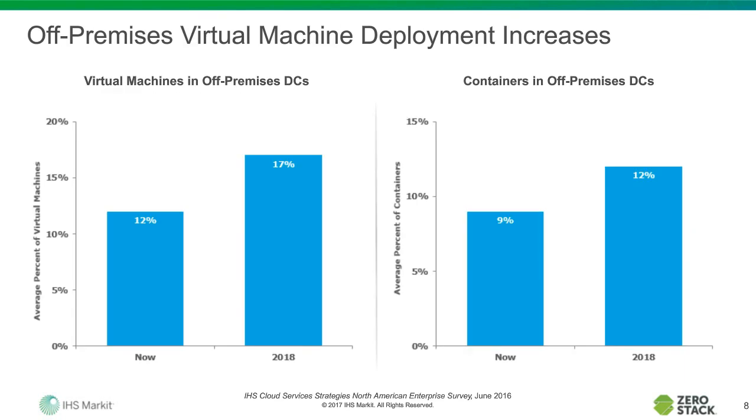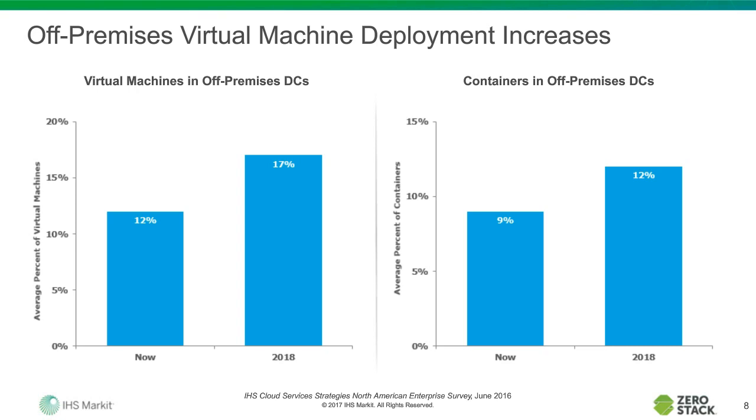Now, one other indicator that gives us a good indication of where we are and how the market could potentially evolve is a question we asked around where virtual machine deployments and container deployments are going in the enterprise. We asked North American enterprises what percentage of their virtual machines are in off-premise data centers in the middle of 2016 and by 2018. And we see that goes from 12 to 17%.